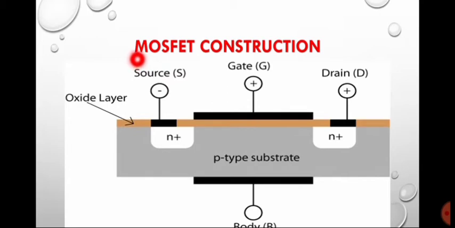MOS: M stands for metal, O stands for oxide, and S stands for semiconductor. Metal oxide semiconductor field effect transistor. Because of this metallic layer from which the gate is taken out, it is known as metal. Next you have the oxide layer, hence it is known as oxide, and after that you have the doped semiconductor material, hence it is known as semiconductor. The whole action is like a FET, hence it is known as field effect transistor. So this is the construction of the field effect transistor.